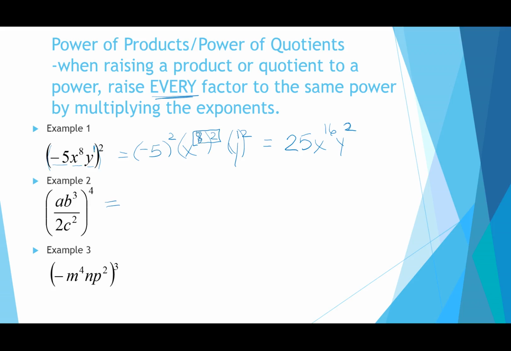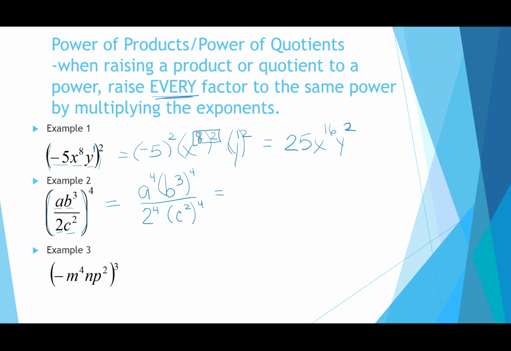Here we have a quotient that's being raised to a power. So all of this, a b cubed all over 2c squared, is being raised to the 4th power. So every single factor in those parentheses is being raised to the 4th power. Our a is being raised to the 4th power. Our b cubed is being raised to the 4th power. Our 2 is being raised to the 4th power. And our c squared is being raised to the 4th power.